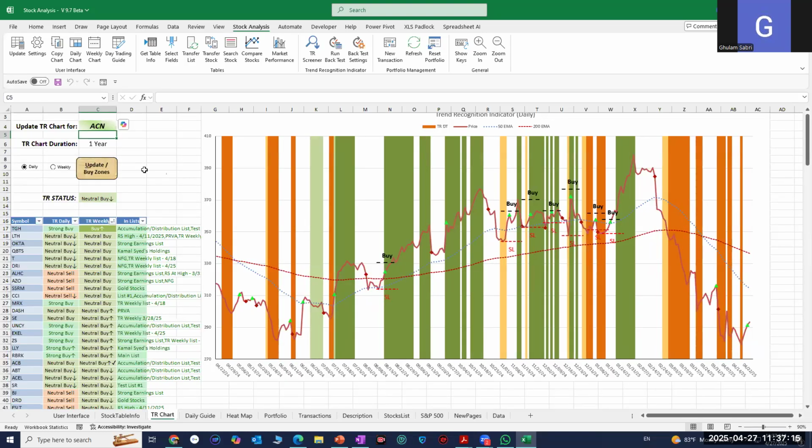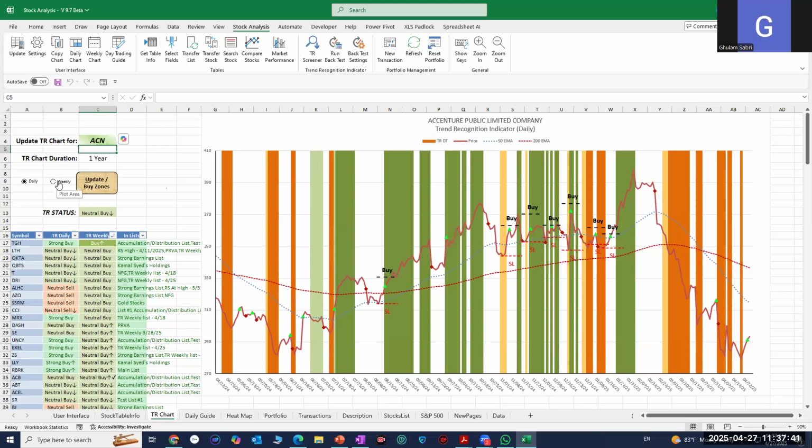But ACN is, as you can see, in a strong downward trend. Although there are some indications that it might have bottomed and is starting, it is in a neutral buy, and this down arrow means that a neutral buy has just started during the last period. It means last day. In other words, according to the TR indicator, ACN is not a stock to go for.